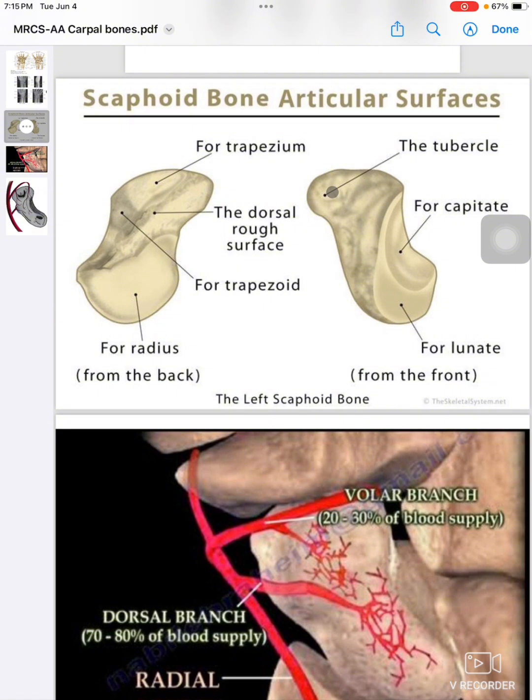It faces laterally and is associated with the trapezium and trapezoid bones. The narrow strip between the radial and trapezial surfaces at the tubercle gives rise to the radial collateral ligament.